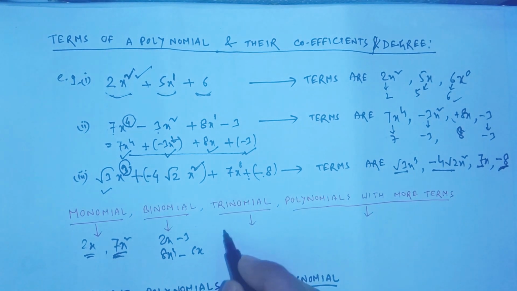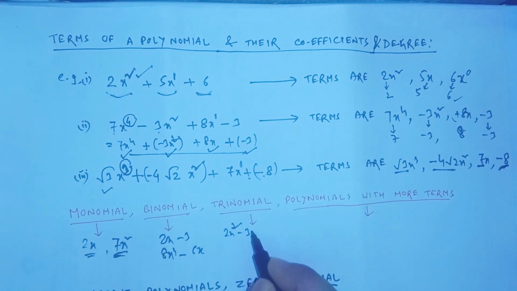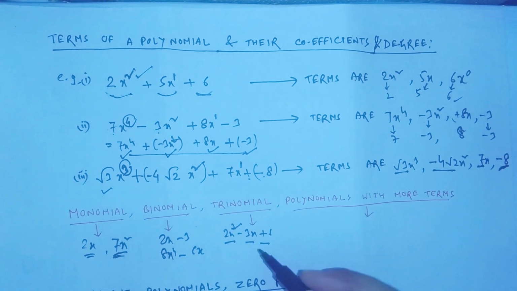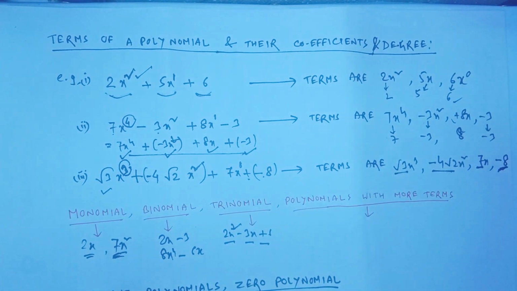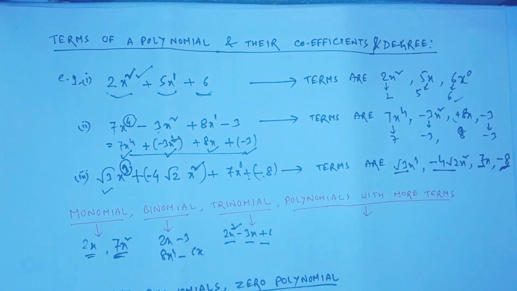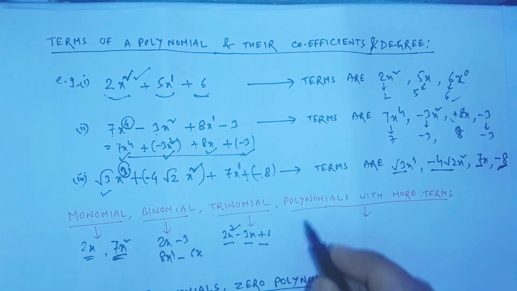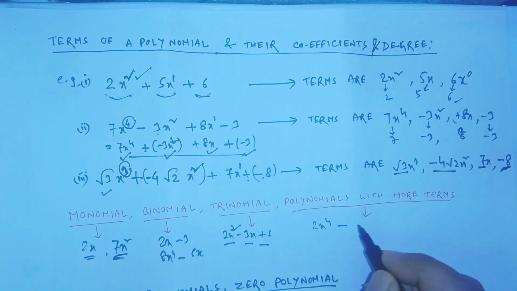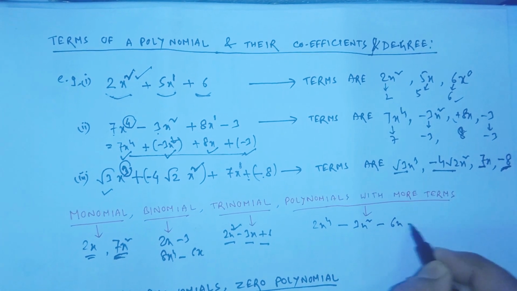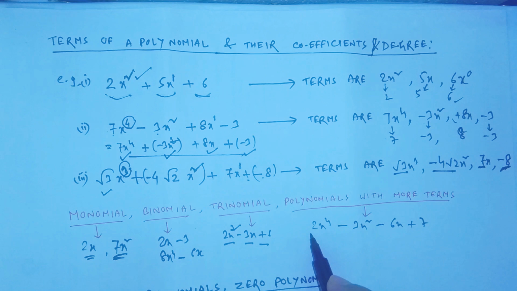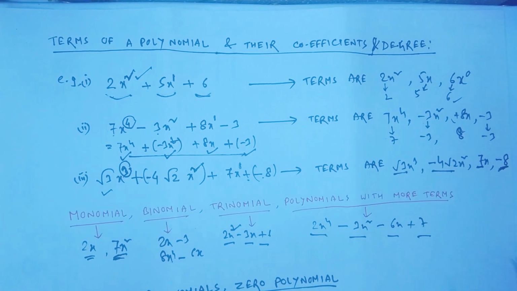Trinomial, it must have three terms. For example, twice x square minus 3x plus 6, there it has three terms, trinomial. Now if you have a polynomial with more than three terms, they do not have a particular or special name, we read them as polynomial mentioning the number of terms. For example, let me write one example. Suppose twice x to the power 4 minus 3x square minus 6x plus 7. See here, this has 1, 2, 3, 4 terms, no special name. We read it as a polynomial with 4 terms.